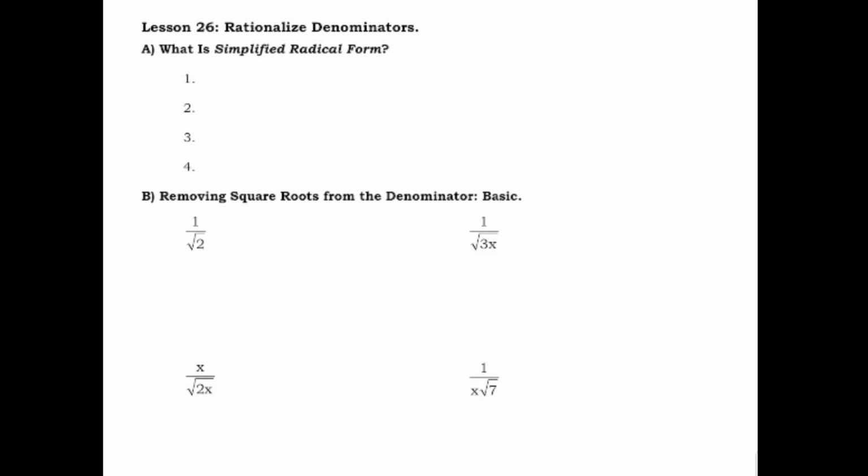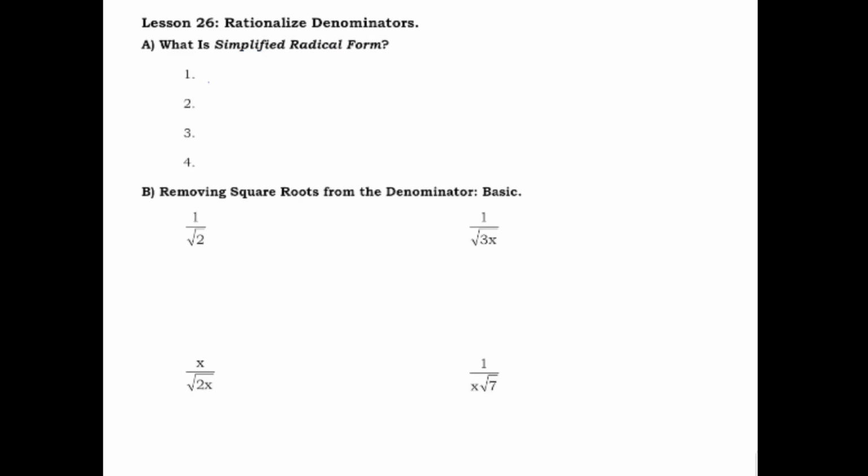So the first thing we have to do is define how we're going to know that we're done simplifying. It's going to be done simplifying when it's in something that's called simplified radical form. And what is that? Well, there's 4 parts to it. Any radicals that you have are simplified. And that's what we did in lesson 24. So we've done a lot of that already. Okay, so that's the good news. That's not going to be new.